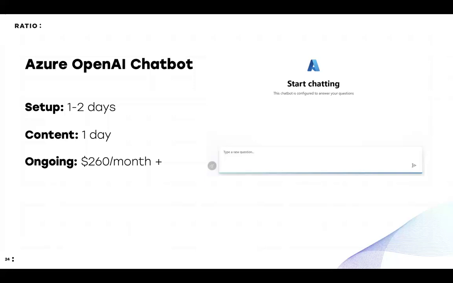So, this is a basic pricing model. This is really quick and simple. This assumes you spend a day creating a Word document that's going to serve this bot. Setup is really, really simple, and it's your ongoing cost. So if you want to test something, this is a really good way of starting to go about that.